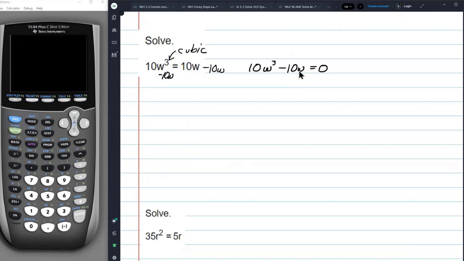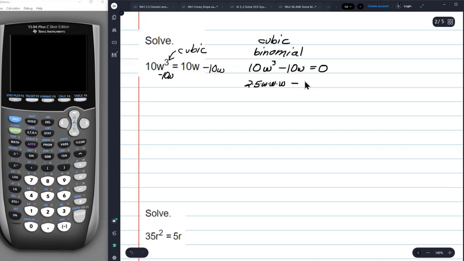This is a binomial, two terms. In fact, it's a cubic binomial. Just if you want to know the name. Now I'm going to factor this. This is 2 times 5 times W times W times W minus 2 times 5. No, it's not 2.5. It's 2 times 5 times W, and that equals 0. So if I were to break those two terms down, you would see that.